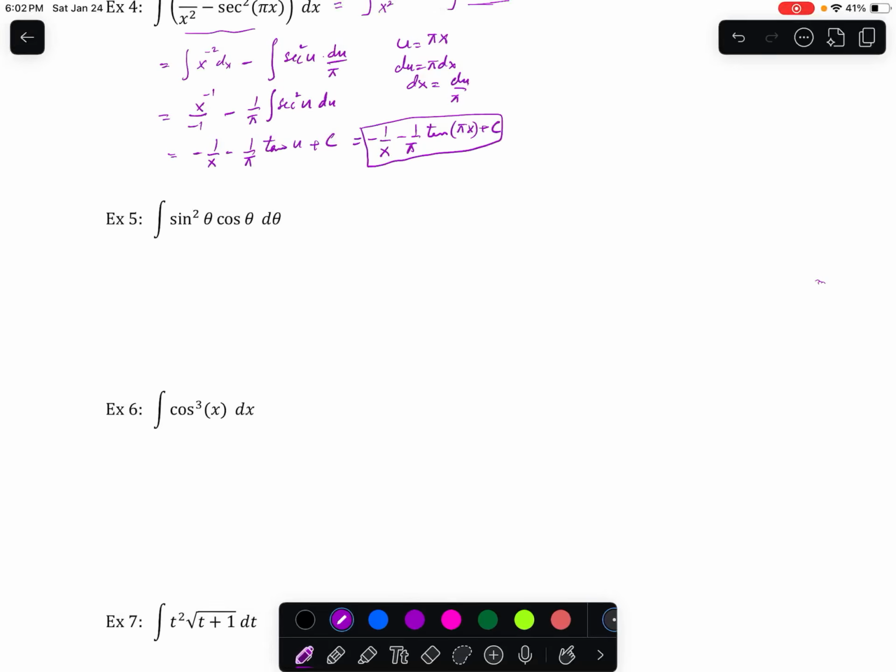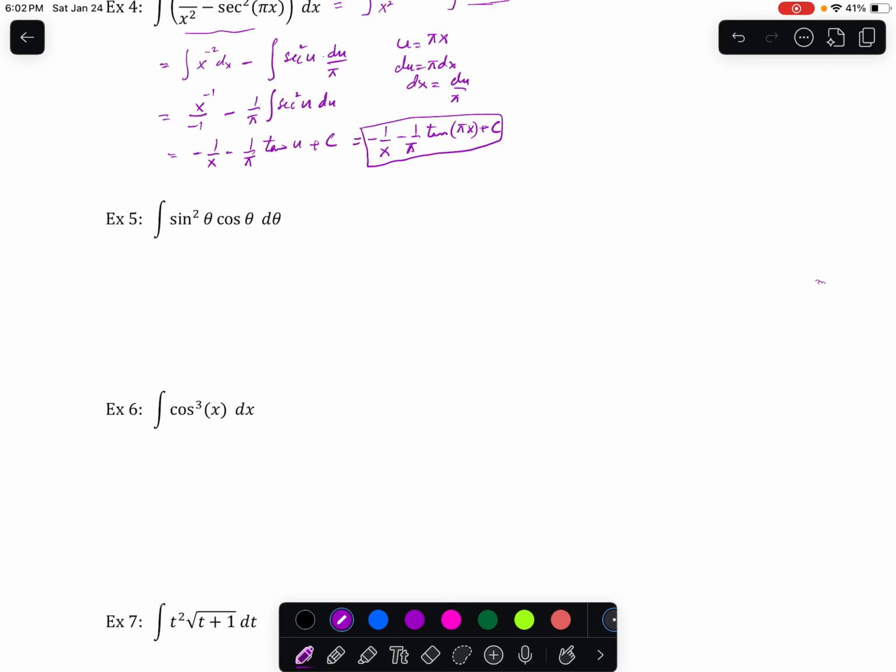Welcome back. We are looking at section 5.5, the substitution rule. We looked at some problems and solved them using substitution. And now let's look at some more.